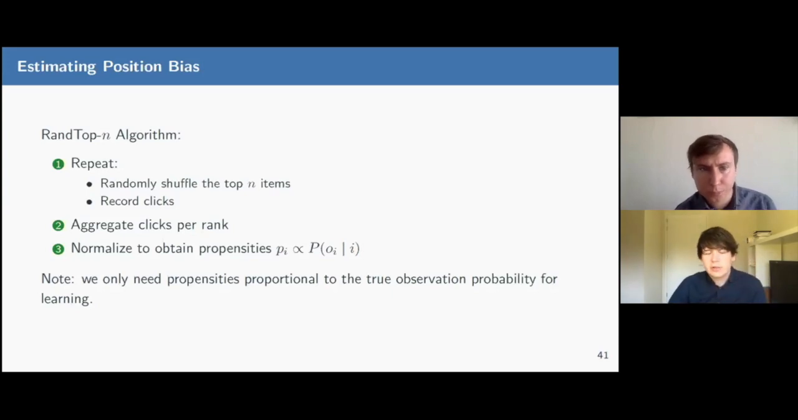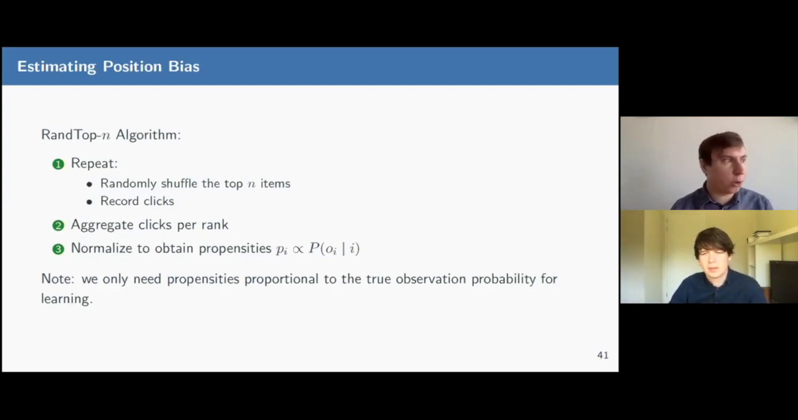If I understand you correctly, that means that you don't need to know that a document at rank 1 has a 90% chance of being observed. You just need to know a document at rank 2 is half as likely to be observed as the one at rank 1. Exactly. And I guess if you estimate them all twice as high, it doesn't matter, because the relative differences stay the same. Right.